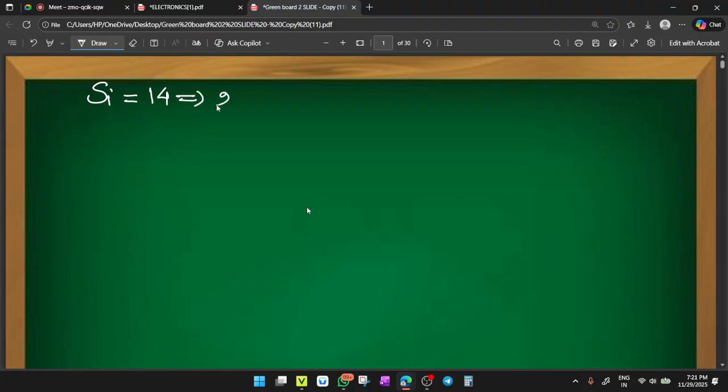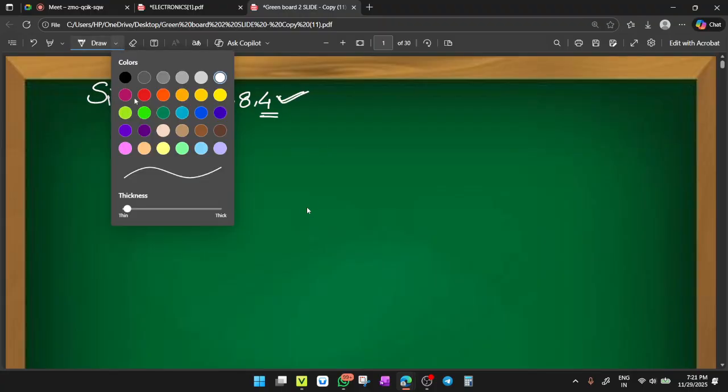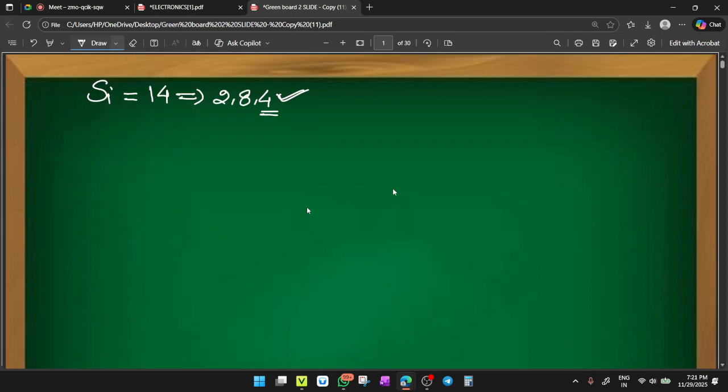Okay, students, see here, I am demonstrating in what way the electrons are connected. Silicon has atomic number 14, so its electrons are 2, 8, 4. The outer orbit has 4 electrons, which act as valence electrons. So check the silicon here. This silicon has 4 electrons as valence electrons.